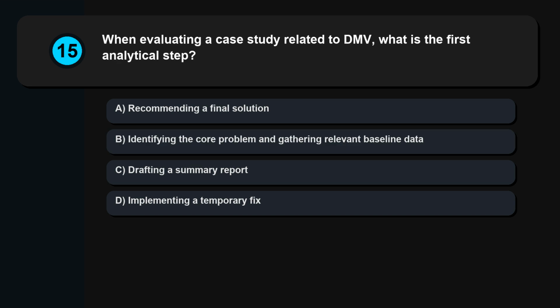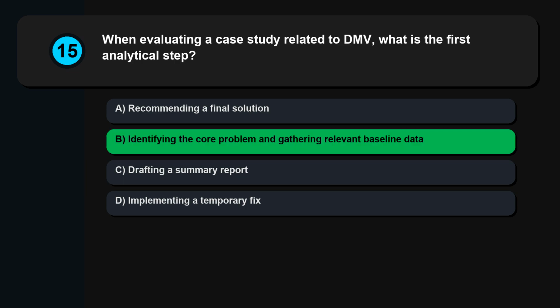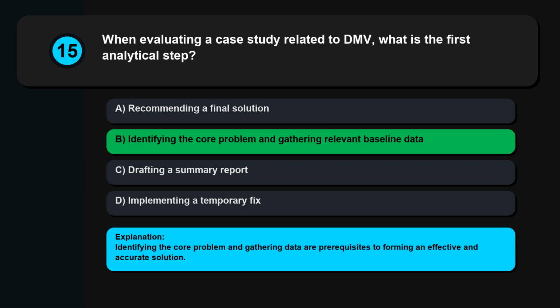Question 15. When evaluating a case study related to DMV, what is the first analytical step? Recommending a final solution, identifying the core problem and gathering relevant baseline data, drafting a summary report, implementing a temporary fix. Identifying the core problem and gathering data are prerequisites to forming an effective and accurate solution.